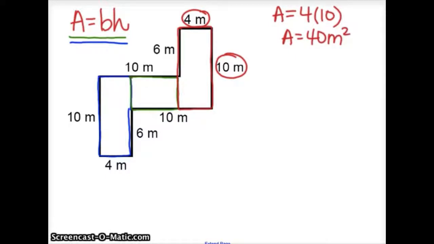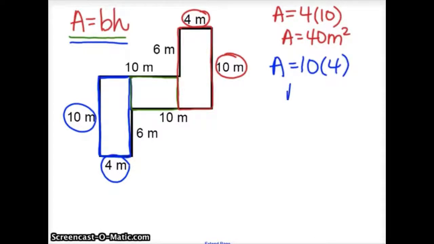This blue shape, I'm going to do the blue shape now just because it hasn't changed any lengths. I can identify it really quickly of 10 and 4. So the area is 10 times 4, and the area of that one is also going to be 40 meters squared.